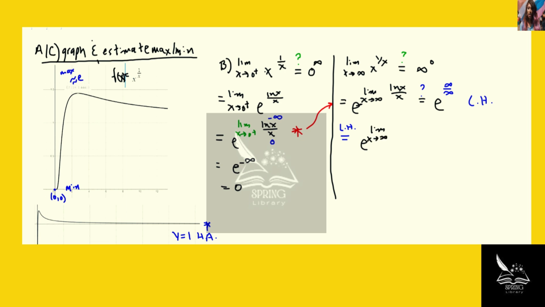By L'Hopital's, this will be equal to e to the limit as x approaches infinity of the derivative of the numerator over the derivative of the denominator. The derivative of natural log is going to be 1 over x. The derivative of x is just going to be 1. And so we can rewrite that as e to the limit as x approaches infinity of 1 over x. And we know 1 over x approaches 0 as x goes to infinity. So that's going to be e to the 0, or just 1. So our end behaviors for both end up checking out.